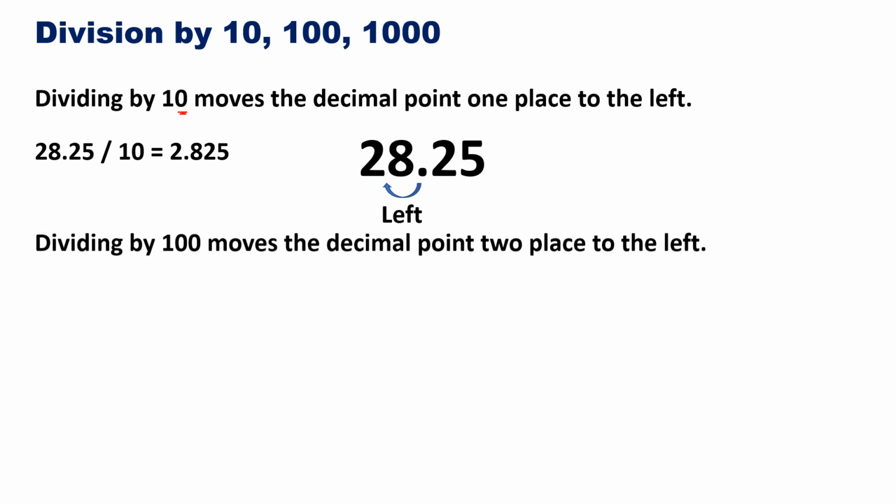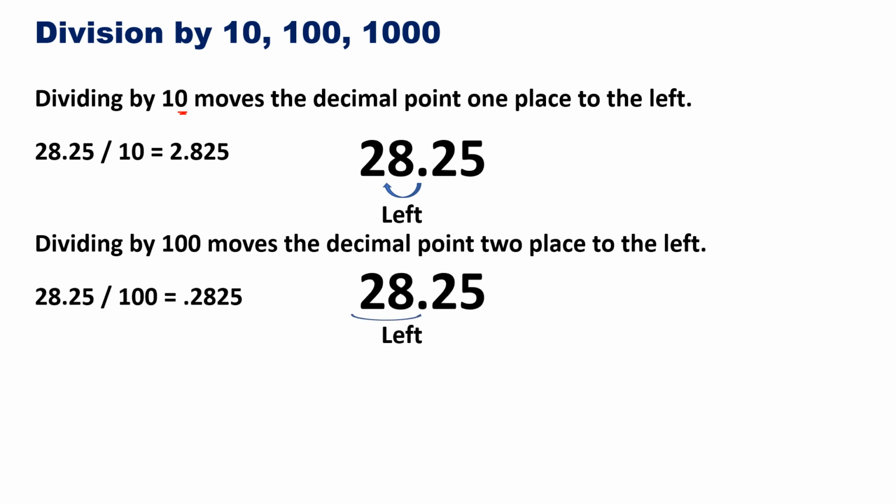2.825. If we divide this 28.25 by 100, then this decimal point will move 2 places to the left. In multiplication, it was moving 2 places to the right. So what will be the answer? 0.2825.